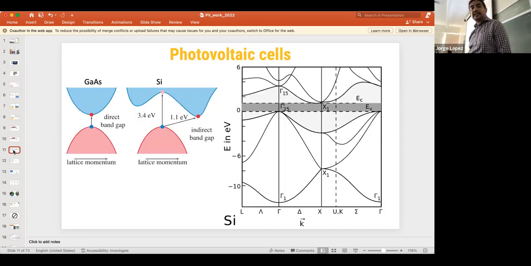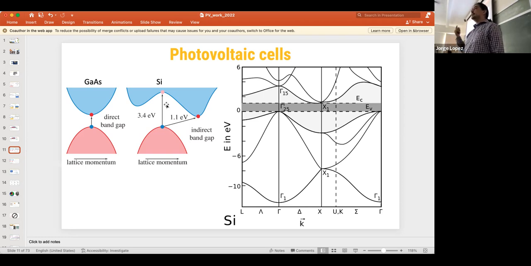All right, so let's look at silicon. This is the official way you would look at it. This is a cartoon version of it. So what we have is a gap right here in gray, but then we see that for silicon, as a function of energy, if you want to jump from here to here, it takes 3.4 electron volts. So that's a huge jump. But if you could jump from here to here, it's just 1.1 electron volts.